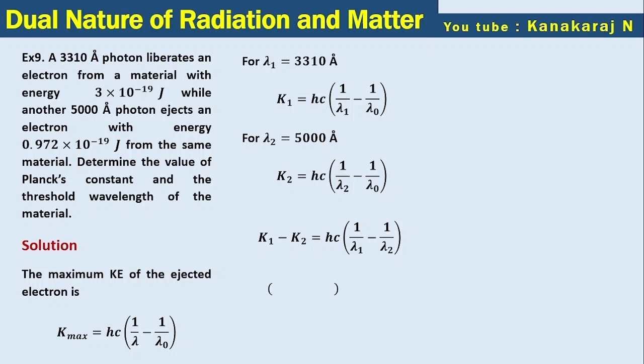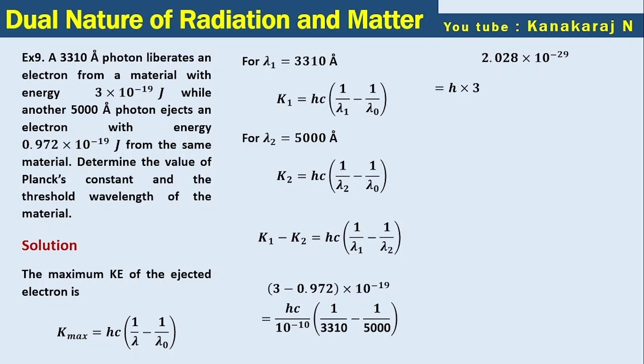Substituting the values of K1 and K2, the common factor is 10^-19. Within the bracket we have 3 minus 0.972 equals hc divided by 10^-10 multiplied by 1 divided by 3310 minus 1 upon 5000. 3 minus 0.972 becomes 2.028 × 10^-19 equals h multiplied by 3 × 10^8, and within the bracket 5000 minus 3310 divided by 3310 multiplied by 5000.